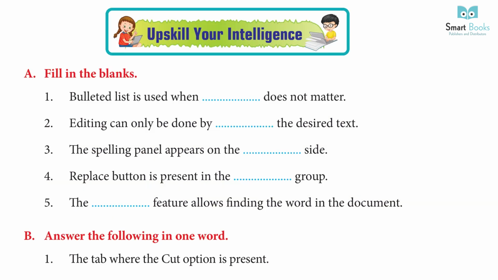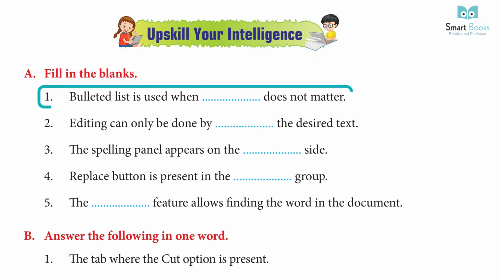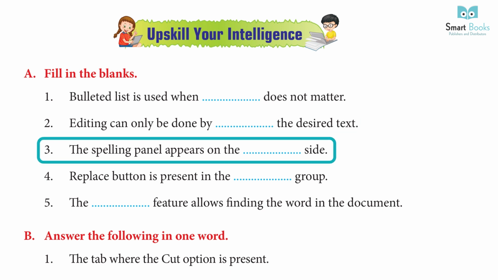Upskill your intelligence. A. Fill in the blanks. 1. Bulleted list is used when dash does not matter. Answer: order. 2. Editing can only be done by dash the desired text. Answer: selecting. 3. The spelling panel appears on the dash side.